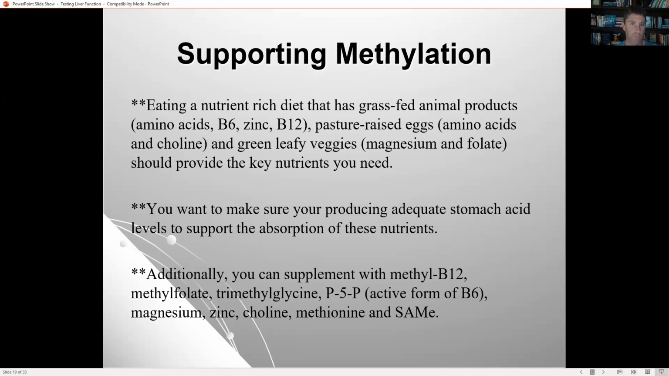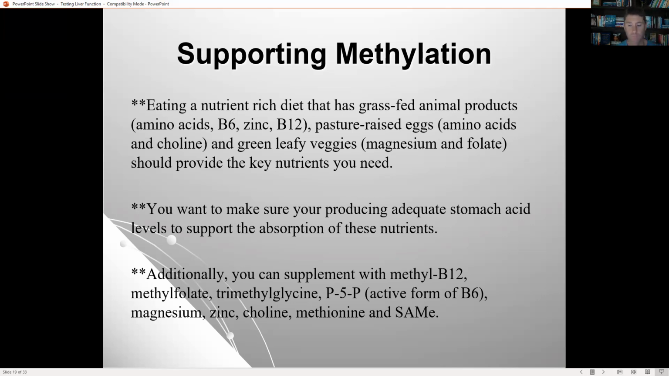If you're not producing enough stomach acid, then oftentimes you're not going to absorb zinc, and oftentimes you won't absorb enough B12 from your diet. So got to support stomach acid levels. And you can also supplement with methyl B12, methylfolate, trimethylglycine, and P5P, which is the active form of vitamin B6, magnesium, zinc, choline, methionine, and SAMe.